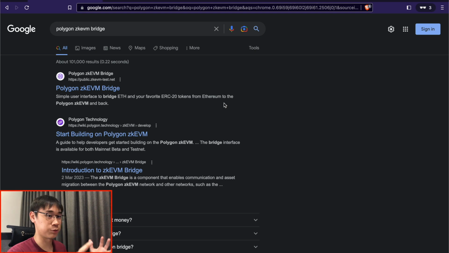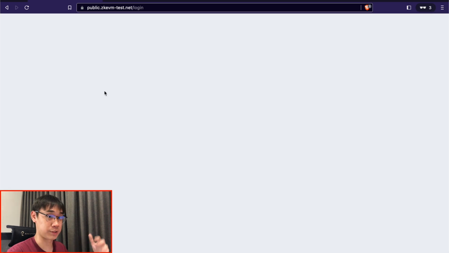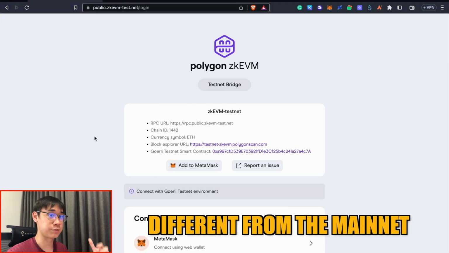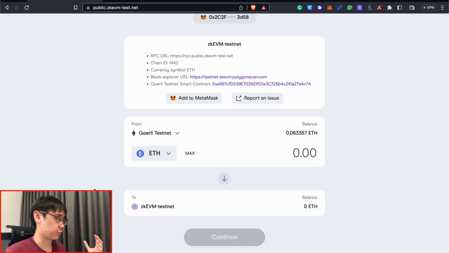Here's something you may want to take note of when you are searching for the Polygon zkEVM bridge on Google. This first result will bring you to the testnet version of the zkEVM bridge. The testnet is different from the mainnet, which was the one that was recently launched, and the ETH tokens that you are using on this bridge will be coming from the Goerli testnet and not the Ethereum mainnet. You will also be bridging over to the zkEVM testnet, and that's not what we want to do.